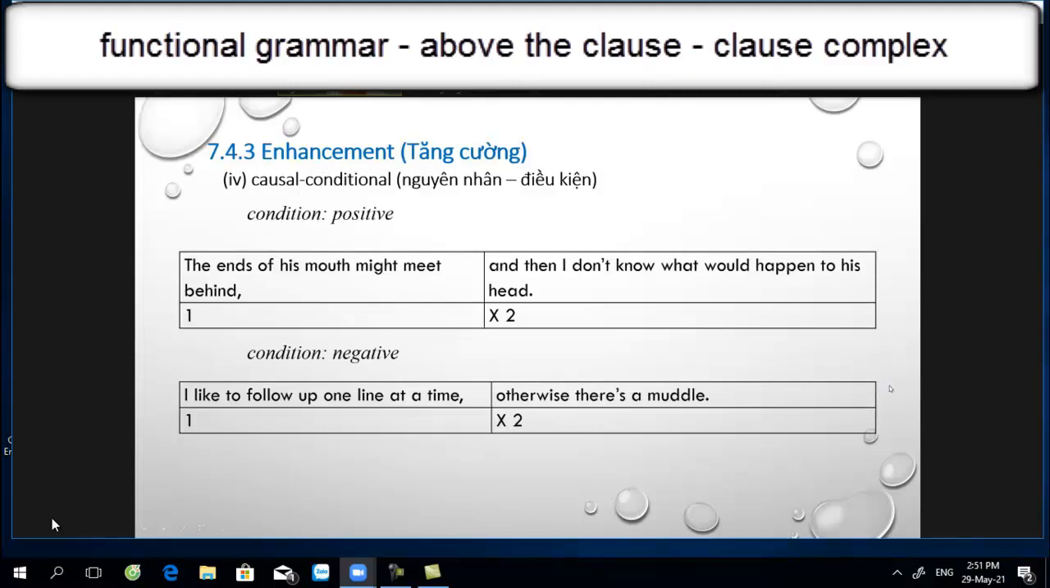Okay. And the condition that shows the positive: "The ends of his mouth might meet behind, and then I don't know what would happen to his head." About the negative one, we have otherwise: "I like to follow up one line at a time. Otherwise, there's a muddle."